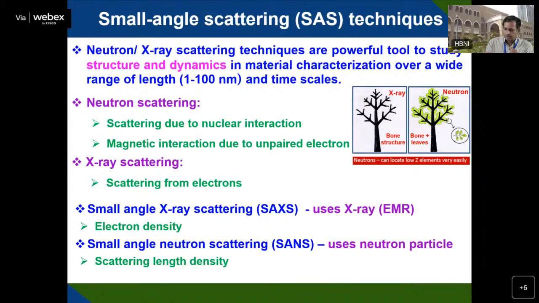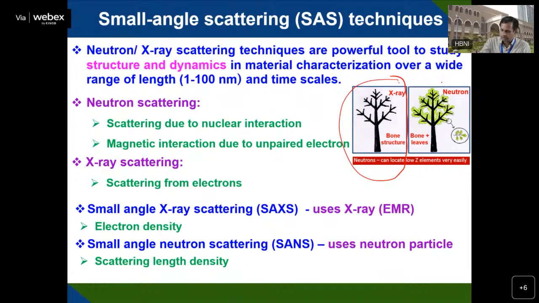If you see this right image, in the X-ray scattering, in the first image, you are able to see the bone structure. Because those materials which are dense, like high Z material, you'll be able to get an X-ray pattern, because they inhibit the X-ray and finally produce a shadow image on the photographic film.